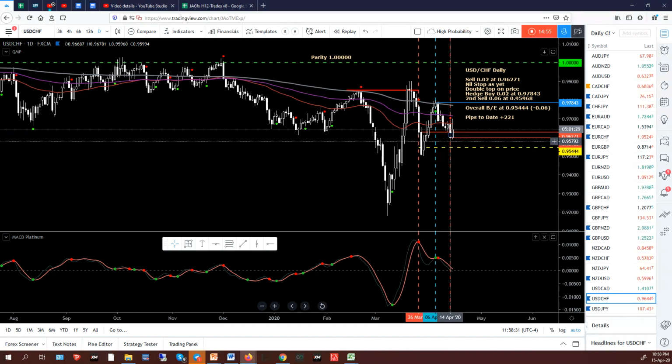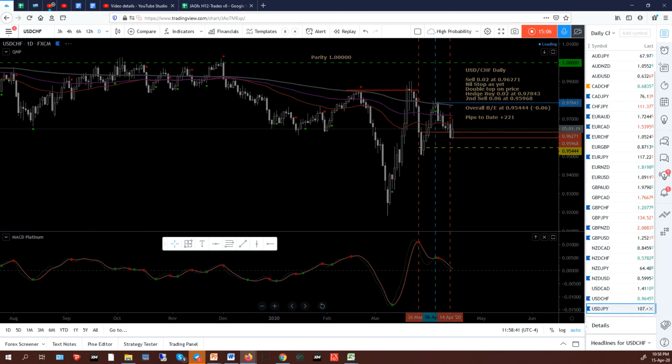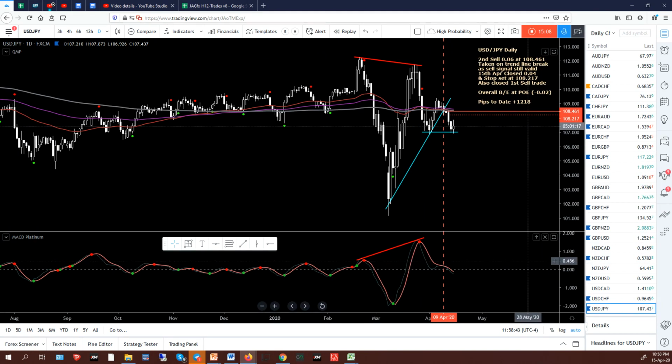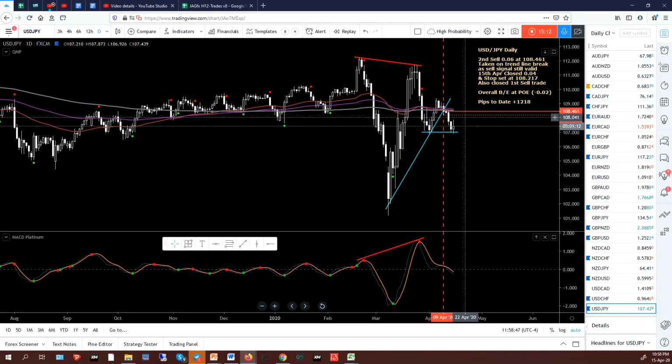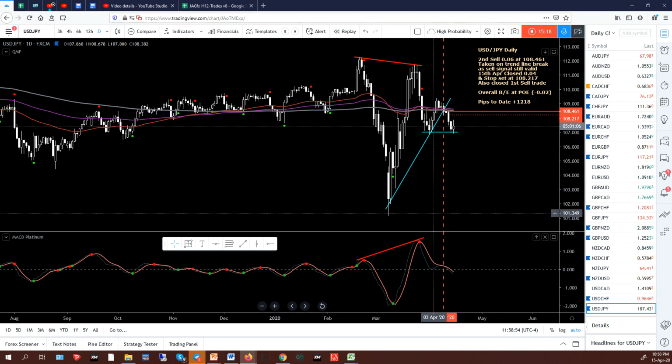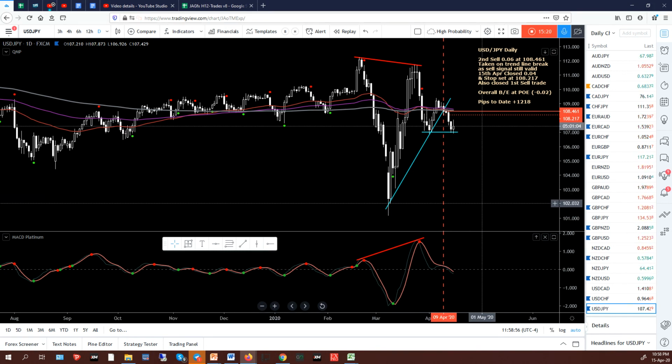It started off all right when I opened it. And there's my overall break even for that. At the moment, it's gone against me. It's a pair that I struggle with sometimes. USD Japanese yen in a sell up here. Closed half, stop in place. MACD platinum through the zero level. Not looking that pretty. Yeah, so I'll fix up.